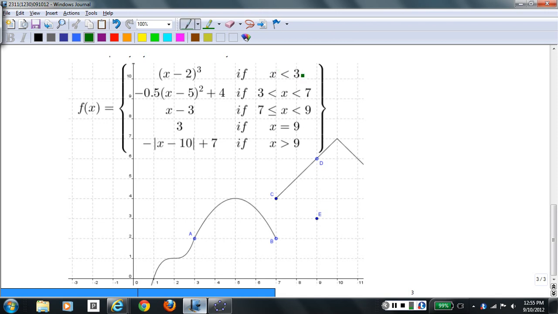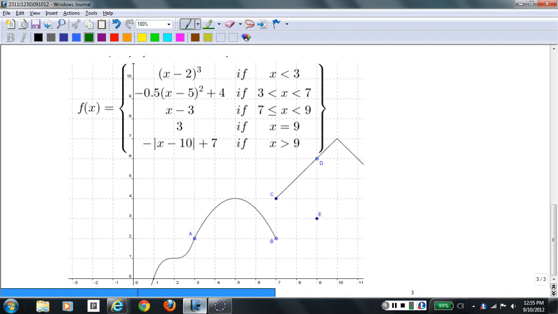It's defined one way to the left of 3, and then a different way to the right of 3, but to the left of 7, and then a different way to the right of 7, but then to the left of 9. So what's going on, what's going wrong at 3?